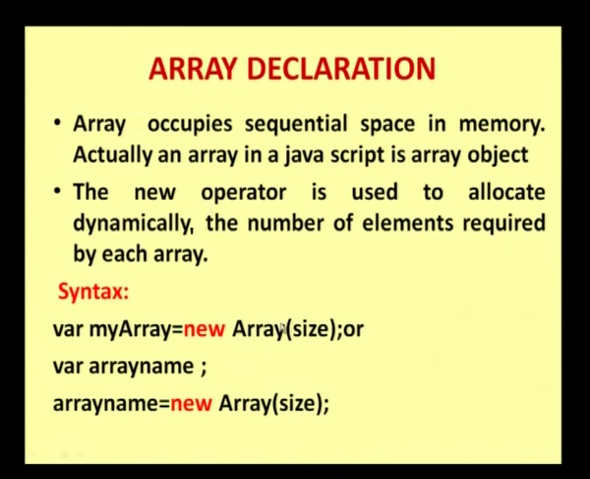So what is this Array? This Array represents an object. Array is an inbuilt object which is present in JavaScript. So the user has to use the array name and then equal to new Array. We can also declare the array like this: var arrayname = new Array(size). So both ways we can use to declare the array.